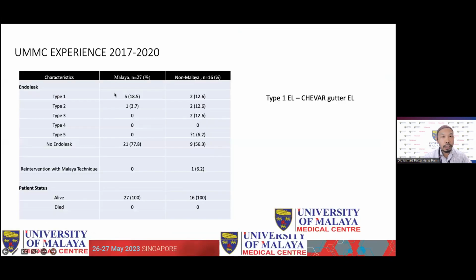And this is the outcome. So basically, you see endoleak quite high in this Malaya group. Why? Because in this Malaya group, we did quite a number of chimney EVAR, where you will definitely have a gutter endoleak. But having said that, you see re-intervention rate is almost zero with the Malaya technique, whereas in the non-Malaya technique, we still have to intervene later on.